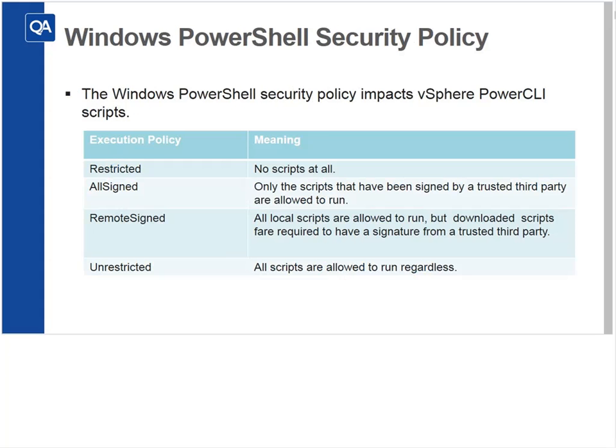So the first thing you really need to get the hang of with PowerShell and PowerCLI is how to get it to run a script in the first place. It's got a series of execution modes. As you can see here: restricted, all signed, remote signed, and unrestricted. I tend to use unrestricted. That way I haven't got to worry about creating any signatures and things.